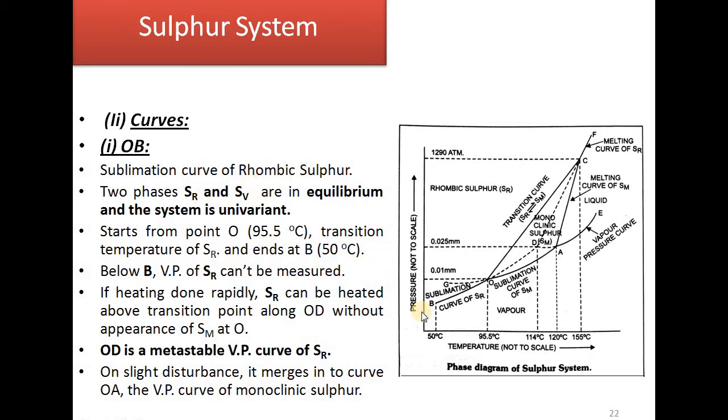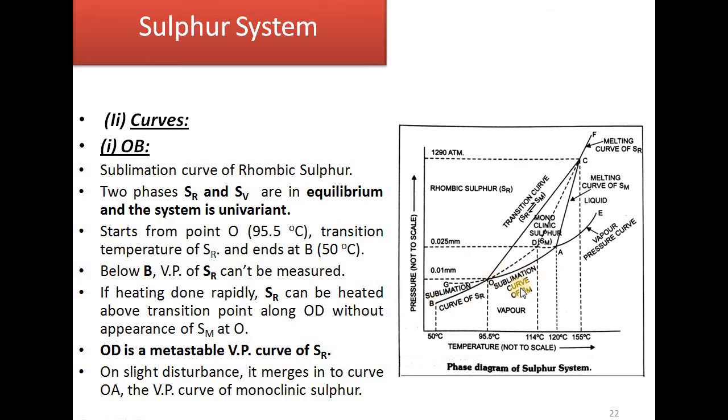Along this curve, two phases in equilibrium are rhombic sulfur and the vapor sulfur, sulfur in the form of vapor. So these two phases will be in equilibrium along this curve and the system will be univariant. Number of degrees of freedom will be 1.